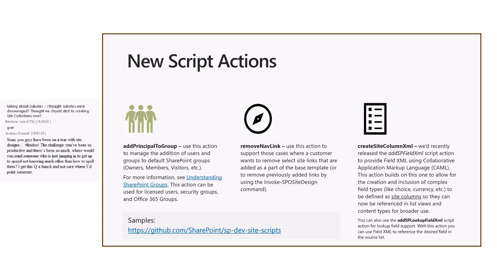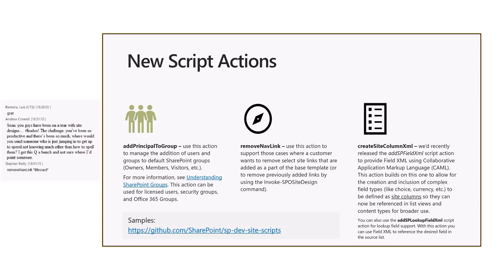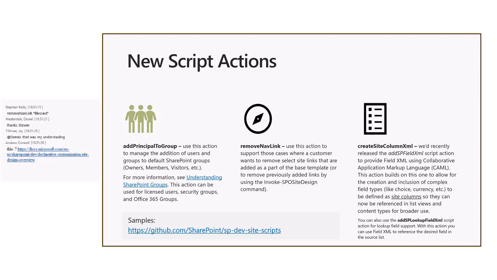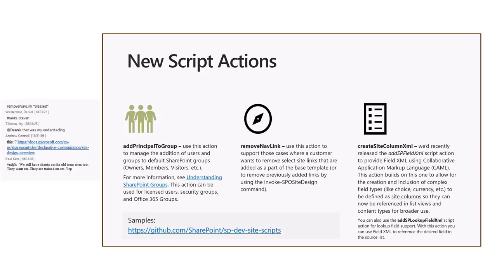I have heard the feedback, so if you're interested, I know there's a lot of interest in having more control over the configuration of the nav, like being able to make a nav link a sublink of a parent, and that is absolutely in the backlog. I can't promise I'll have that for you by Ignite, but it's definitely something that we plan to get to as soon as we can. The create site column XML and the add SP lookup, that's a couple things. One, that was intended so that you can now use field XML to create site columns, which is super awesome because then you can start adding them to content types and things like that.